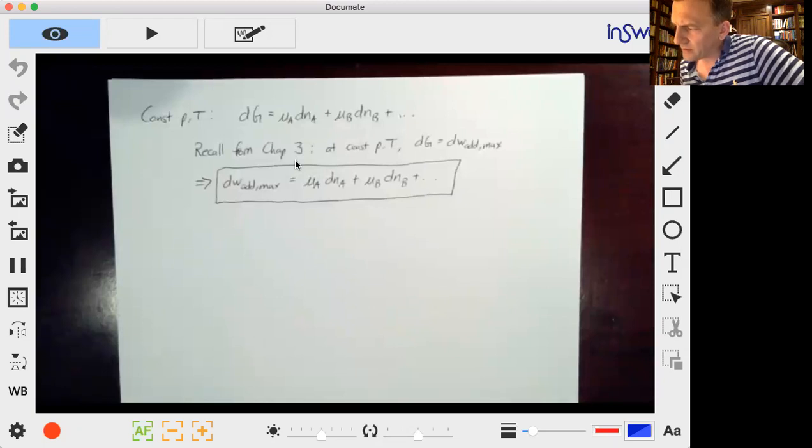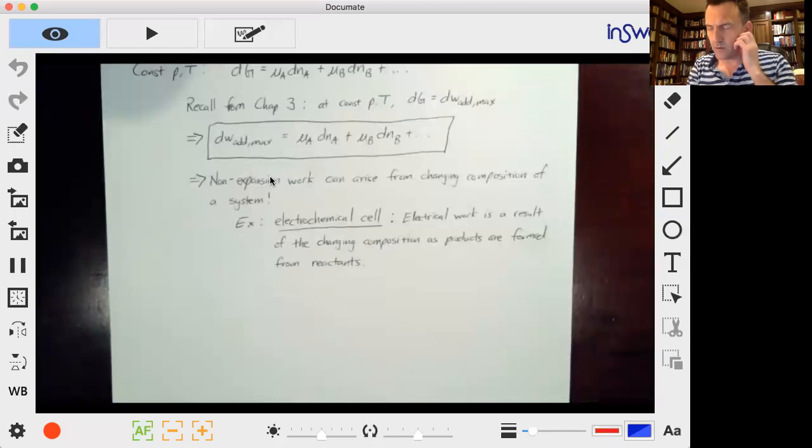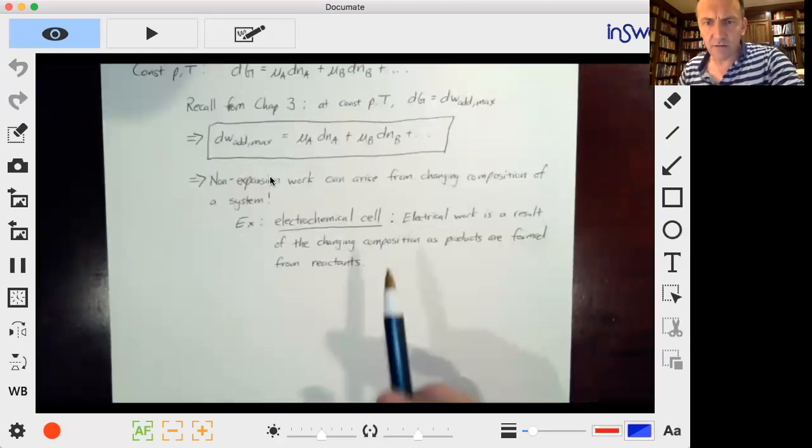And what's interesting about this is that work can arise just by changing the composition of a system, just by changing the number of different species that are present. A good example of this is an electrochemical cell. We get electrical work out of an electrochemical cell, and that's a result of the fact that inside the electrochemical cell, the composition is changing as products are formed from the reactants. Okay, so I've summarized that here.